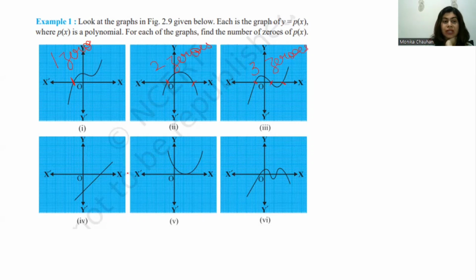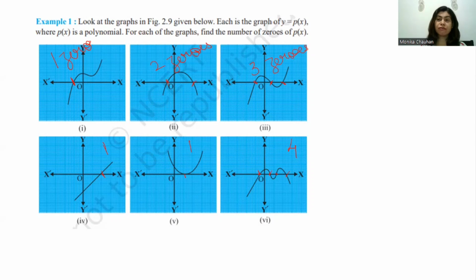Next, how many points is it touching the x-axis? It's only 1, so the answer is 1. For this one, it is coinciding. Remember that second case which we were talking about. It is touching at only 1, so this is also 1. Next, how many points? 1, 2, 3, and 4. How many zeros are possible? 4. Yes. So you have seen it is much easier.